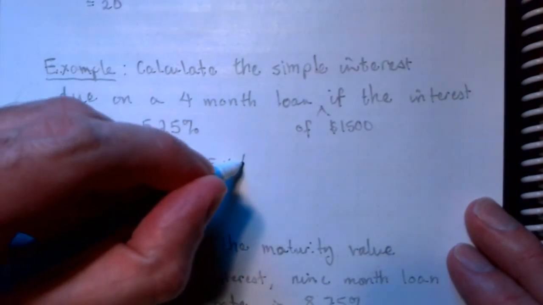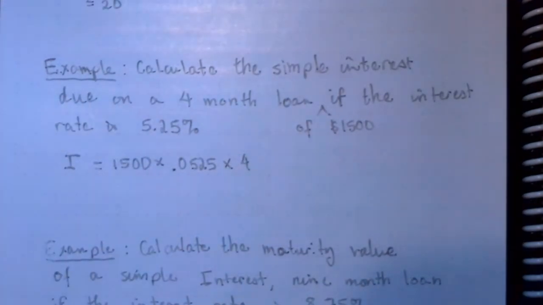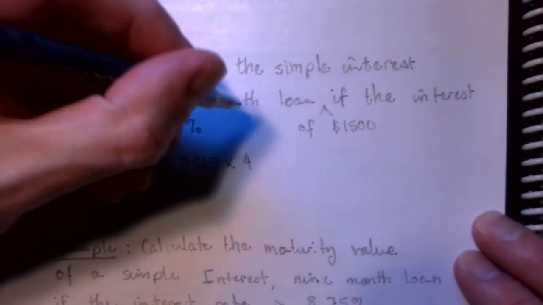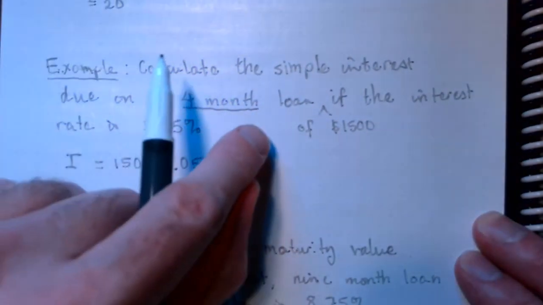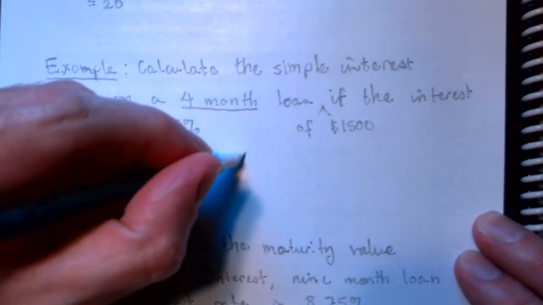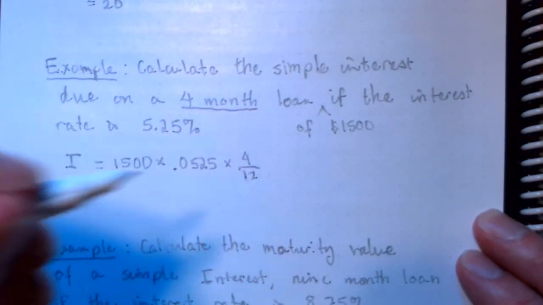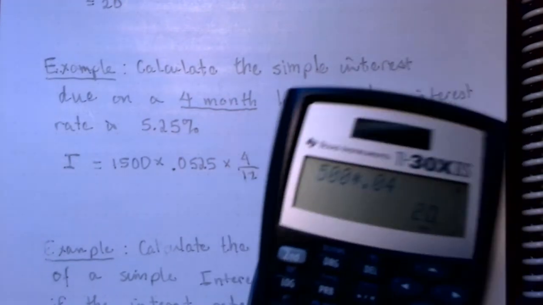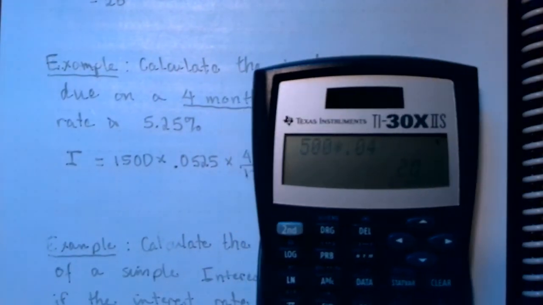Okay, now this would be wrong, okay? I should not put a times 4 there, right? That was 4 months. We have to convert that to a fraction of a year. So that should be times 4 over 12. All right, and we can pretty much enter that into our calculator just as is.